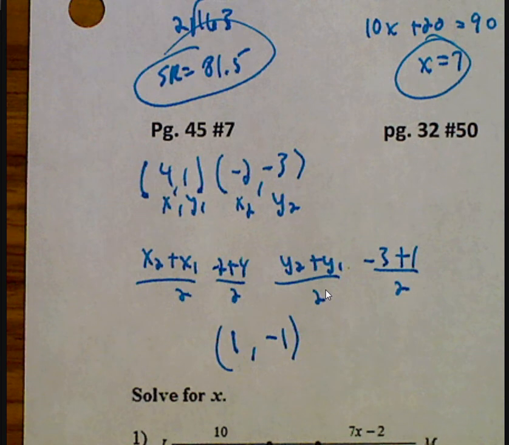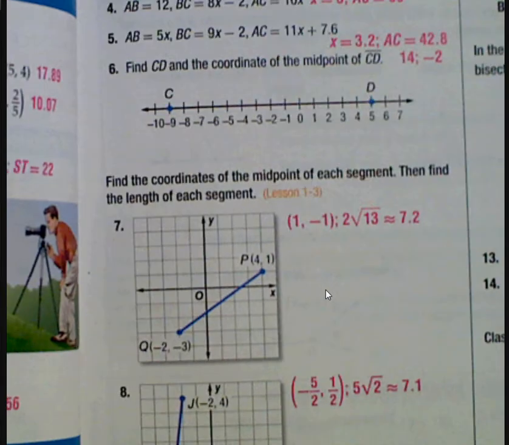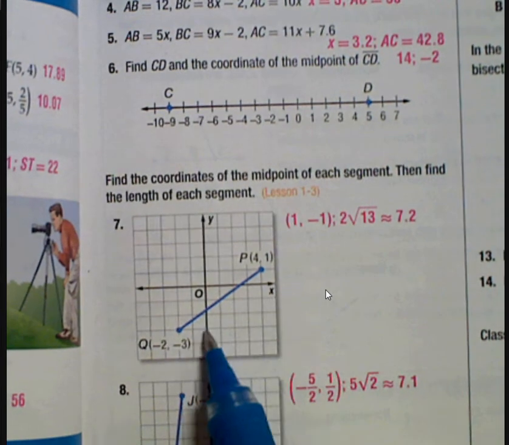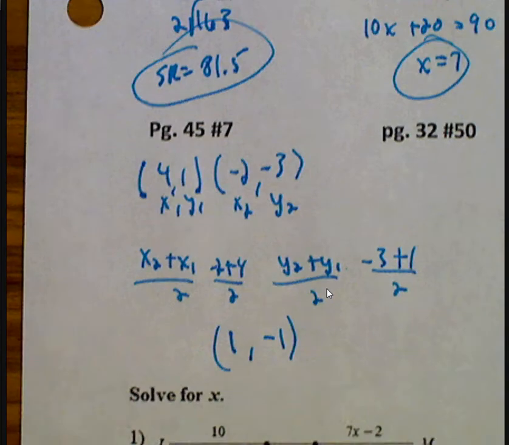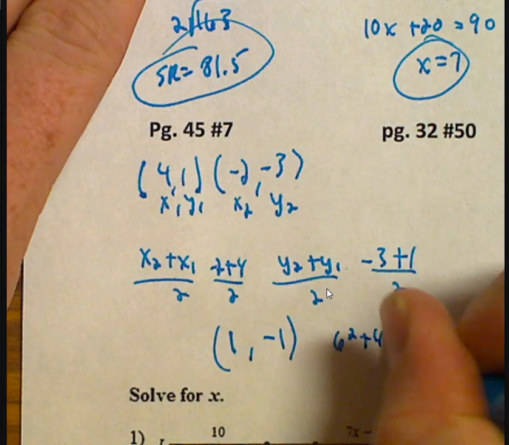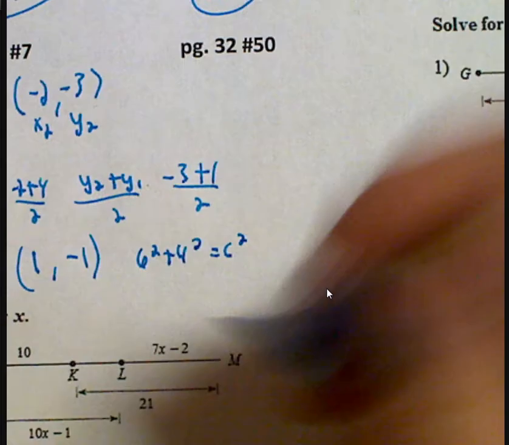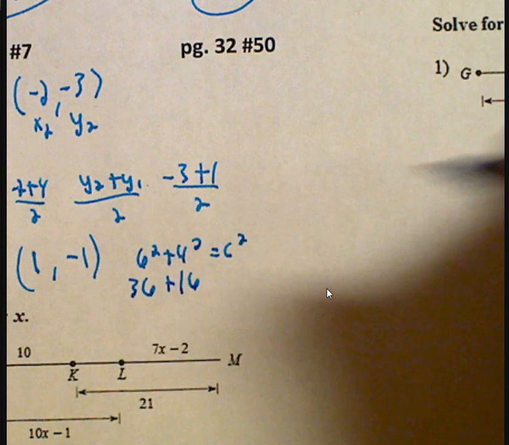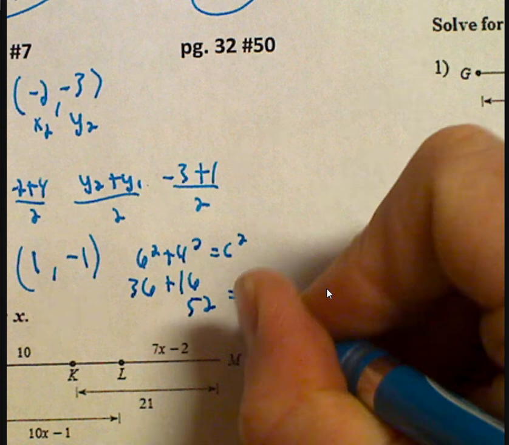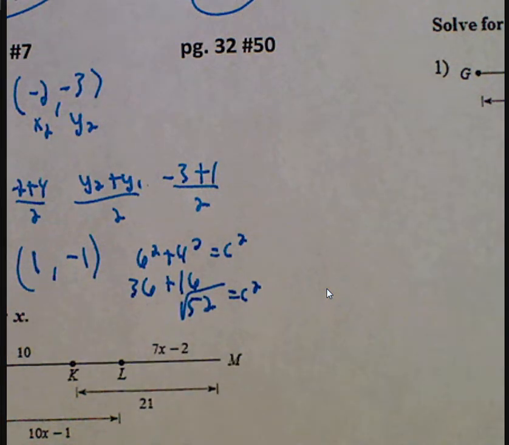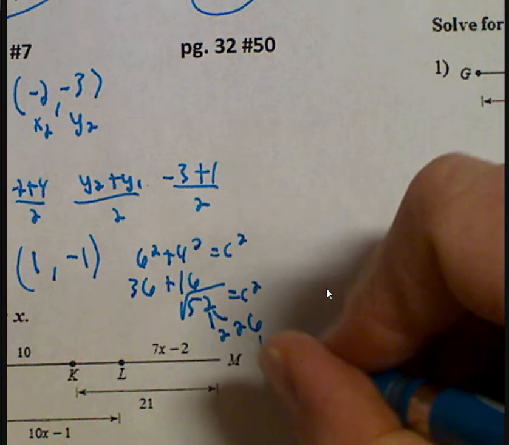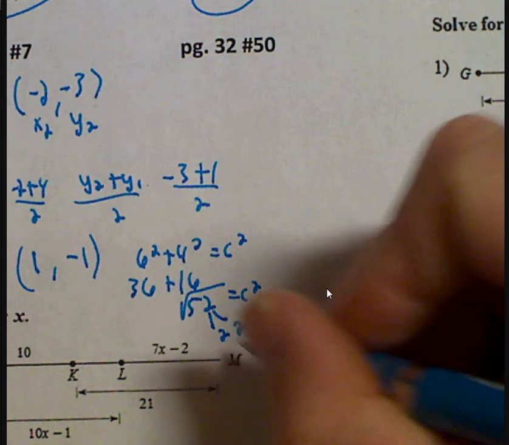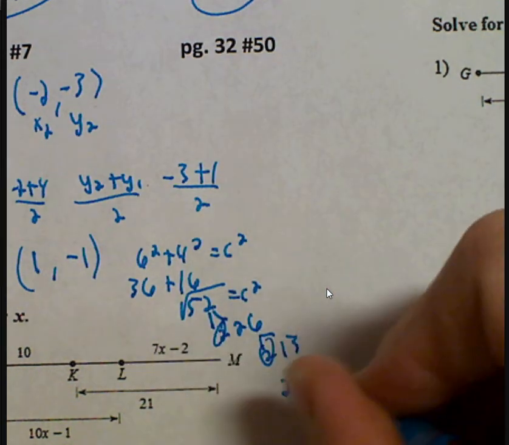Then it says find the length. Since they gave me a diagram, I like to use the Pythagorean theorem. So 1, 2, 3, 4, 5, 6. 1, 2, 3, 4. So 6 squared plus 4 squared equals c squared. So that gives me 36 plus 16. That gives me 52 equals c squared, square root. If I break this down, I get 2 times 13, so that'd be 2 square root 13.